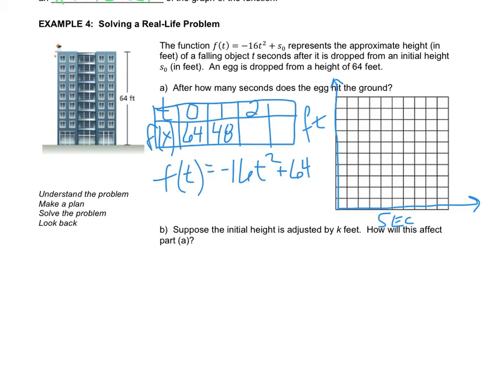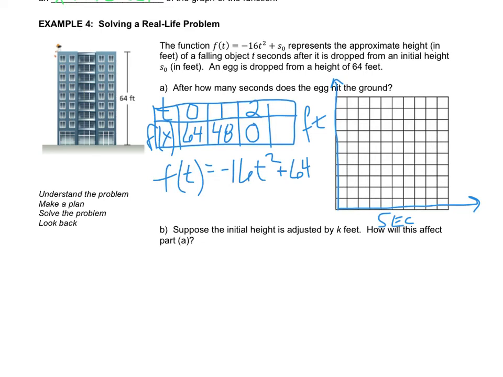Then what's it look like at 2? If I plug in 2, 2 squared is 4, times negative 16 is negative 64, and plus 64 is 0. So there's no point in going on beyond that, because what that is telling me is a very important thing. That is actually telling me that in 2 seconds we have hit the ground, because the value of that f of t is how far in height we are after a certain number of seconds.